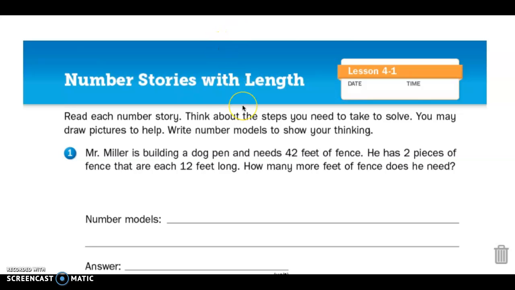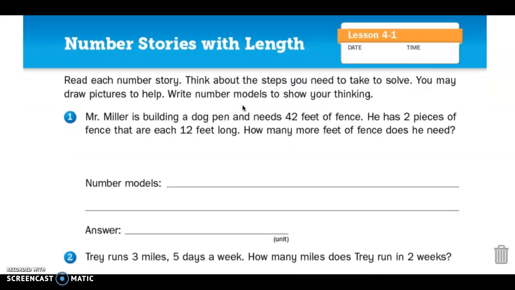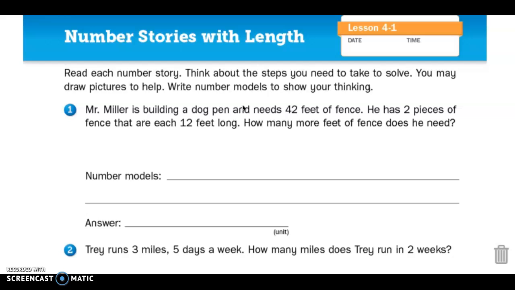Okay, this says number stories with length. Read each number story. Think about the steps you need to take to solve. You may draw pictures to help. Write number models to show your thinking. That means you have to write, I need my pencil. That means you have to write number models.